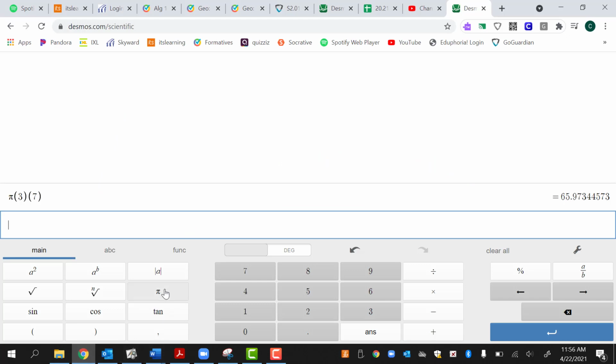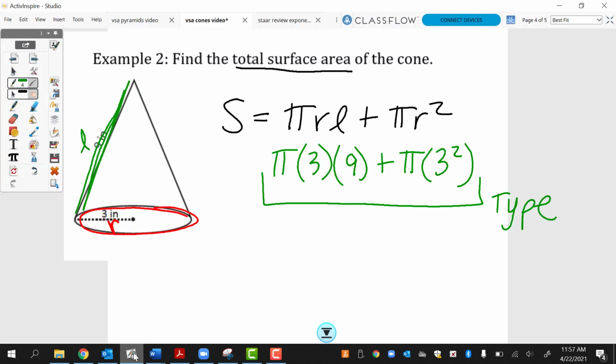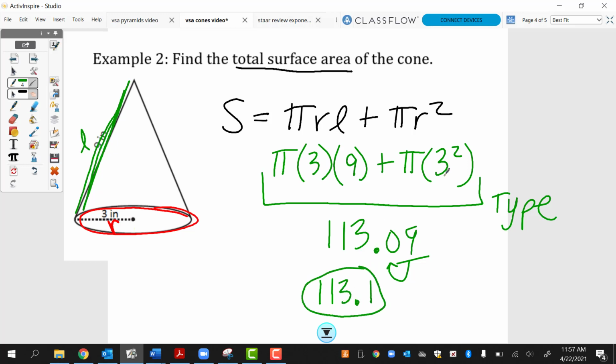Okay, so we have pi times 3 times 9 plus pi 3 squared. Okay, and I got 113.09. So does the 9 make it bigger or keep it the same? That's going to make it bigger. So 113.1 is the answer. Okay. Pretty easy. We just type it all in at once so that we don't end up rounding early. You don't round until you get to the end. So here we go. Last one.